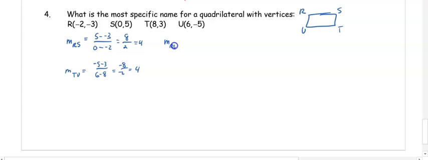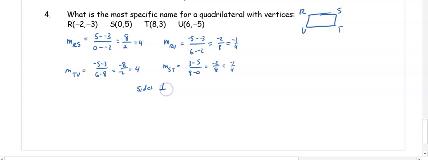When we look for the slope of RU, negative 5 minus negative 3, 6 minus negative 2 gets us negative 2 over 8, which is negative 1/4. Our slope of ST, 3 minus 5 over 8 minus 0 gets us negative 2 over 8, negative 1/4. So in this case, our sides are perpendicular because these slopes are opposite reciprocals.